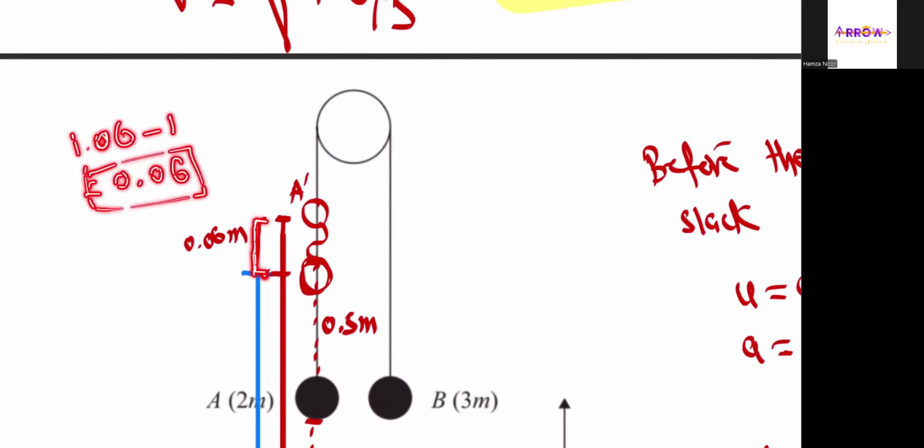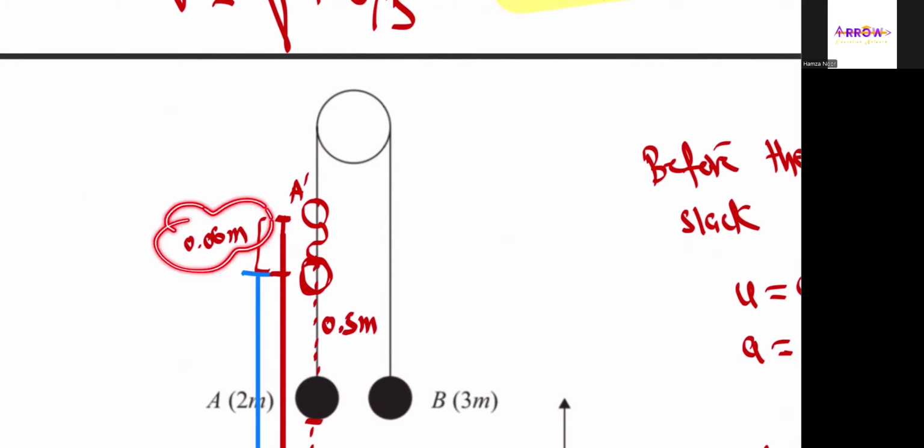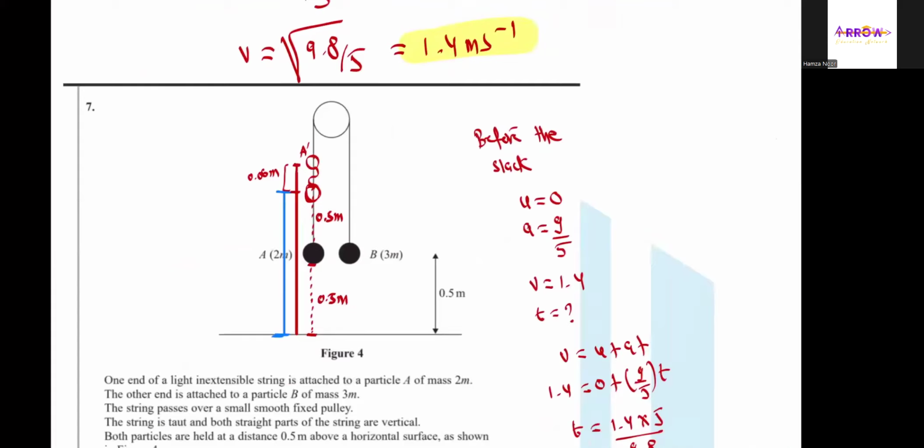So this essentially means that the distance of the slack in the pulley journey is 0.06 meter. So when we are considering the slack in the pulley journey, particle A will cover a distance of 0.06 meter. Okay, so this is basically the whole idea.